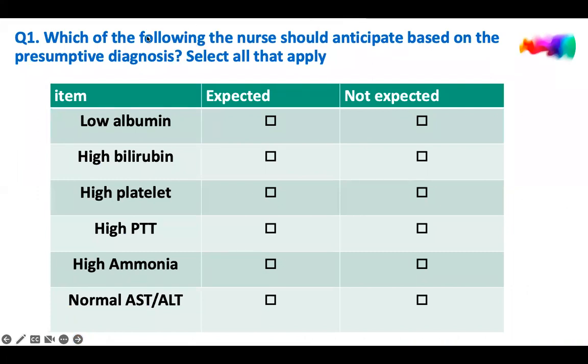The first question said, which of the following should the nurse anticipate based on the presumptive diagnosis? They did not give you the diagnosis, but you have to make it. This is an extended type of select all that apply. Okay, so we have end-stage liver disease. What do you expect? Low albumin? Yes, the liver makes protein. Therefore, if it's end-stage, albumin is going to be low.